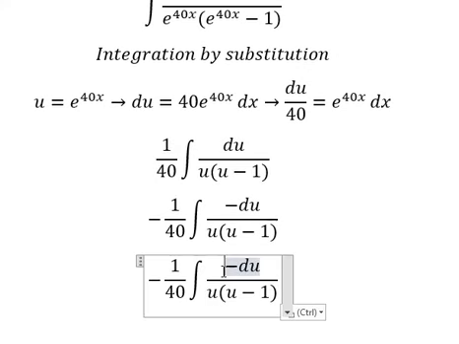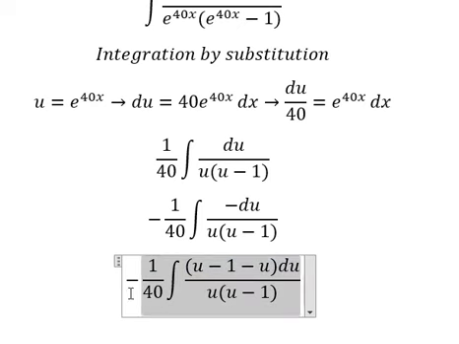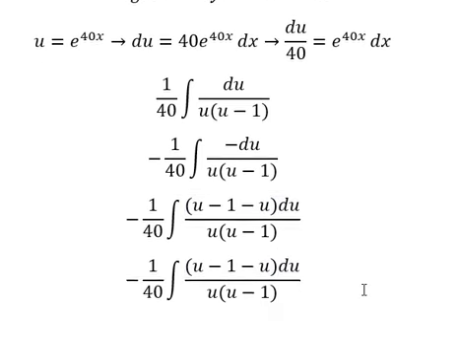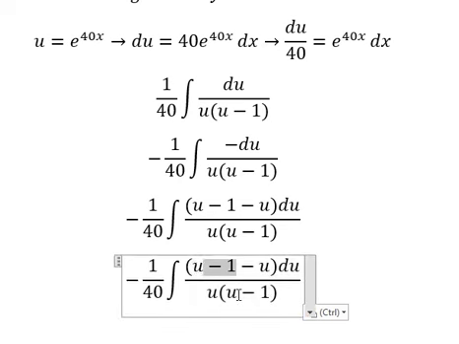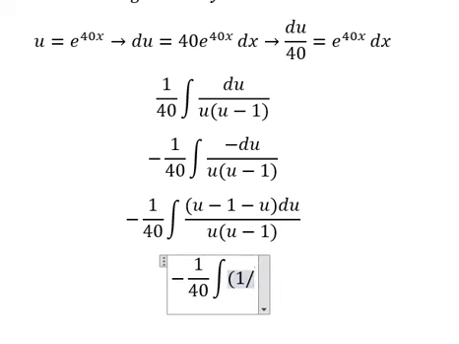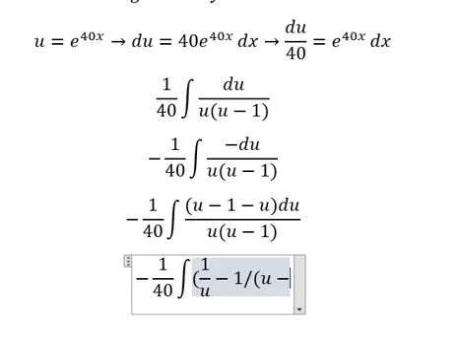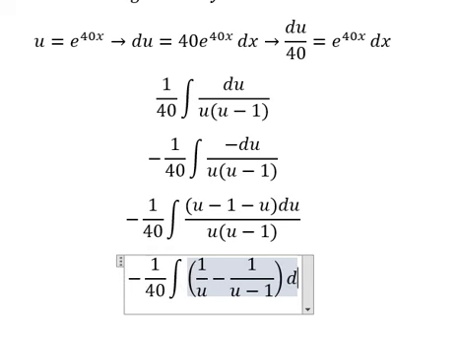Next, we need to add u in here. Later that, we need to minus u. This one divide by this one, and this one divide by this one. So you will get 1 over u minus 1 over u minus 1 du.